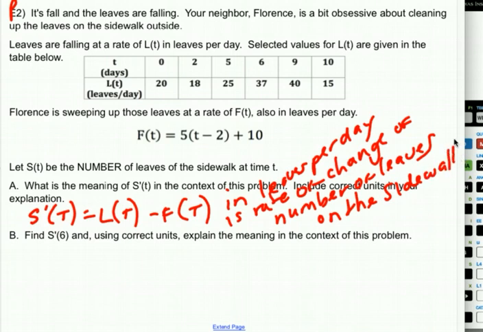So what that means is, if S prime is positive, then the leaves are falling faster than Florence can sweep them, and her cursing will get epic. If S prime of t is negative, then Florence is sweeping the leaves faster than they are falling, and she feels like she's winning. Okay, so we're asked to find S prime of 6, and using the correct units, explain the meaning.